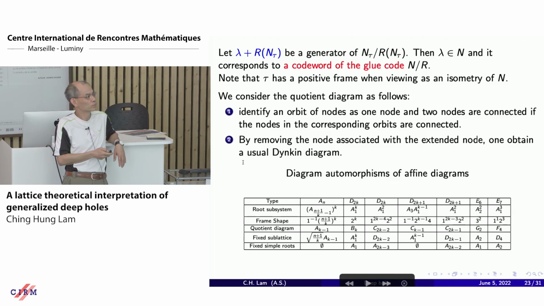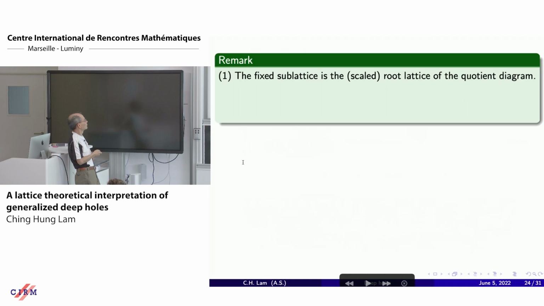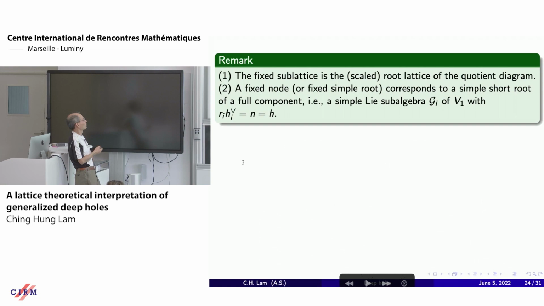Okay, so the fixed point is a root lattice or quotient diagram. And here you can define something called the fixed node. Basically, a fixed node is a fixed simple root. It means you have a diagram, and the fixed node means the simple root is fixed by my tau. And this will actually determine the Lie algebra g_i.